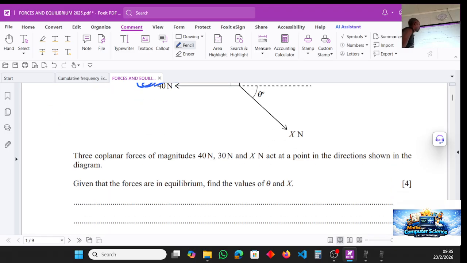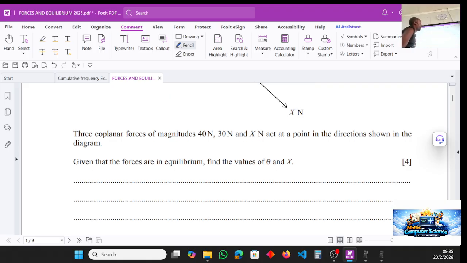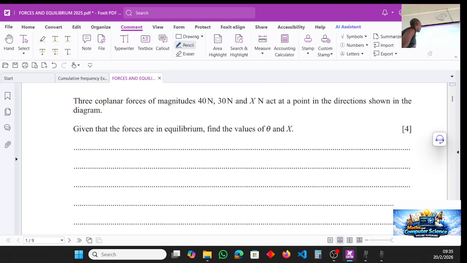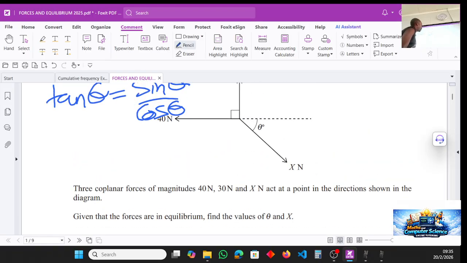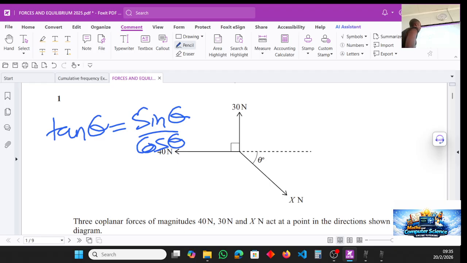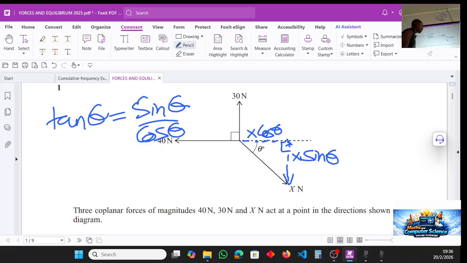Three coplanar forces of magnitudes 40, 30, and x are pointing in the directions shown in the diagram. Given that the forces are in equilibrium, find the values of theta and x. So what I'll do here, I'll say the components of x are going to be in this manner. This is going to be x cos theta, and this is going to be x sine theta. So now, what do we do with those?